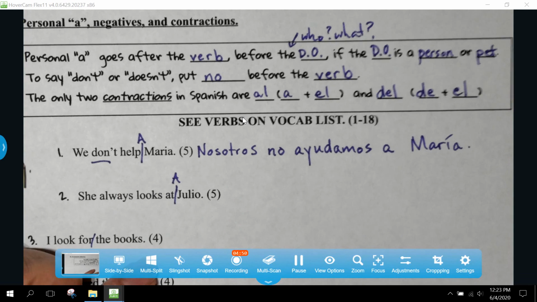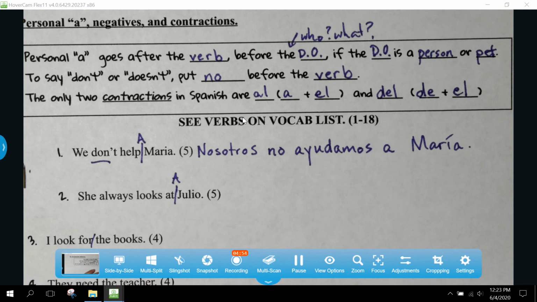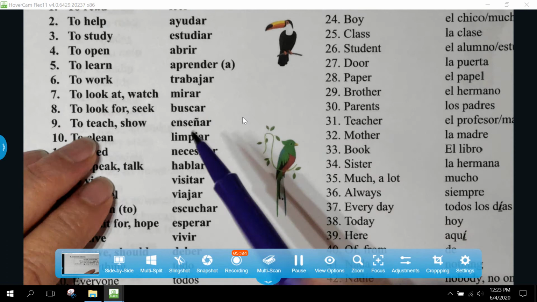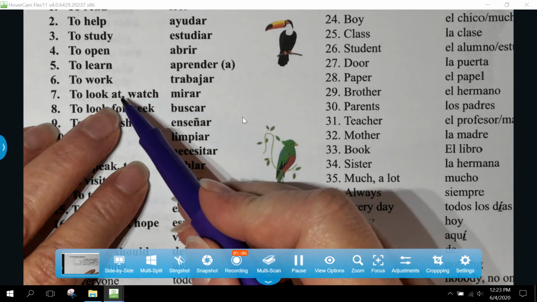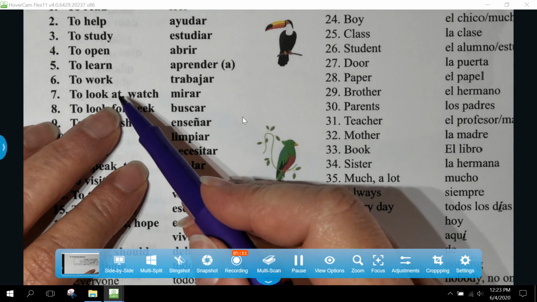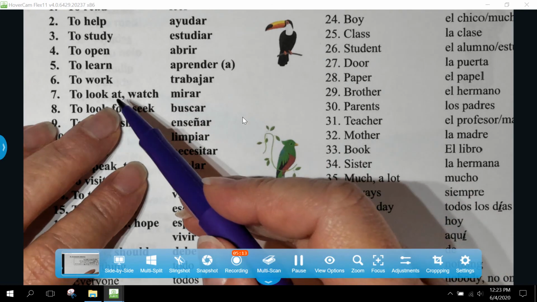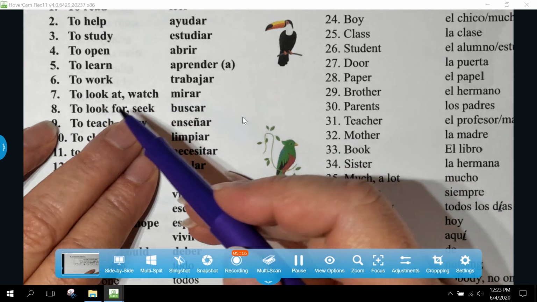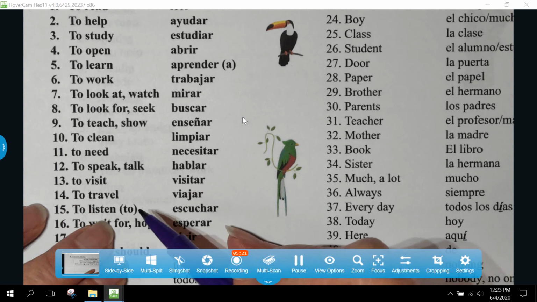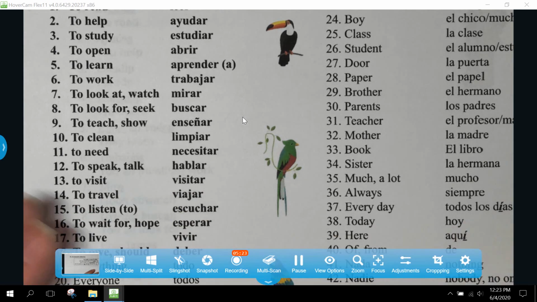What we need to be careful with in this is that the verb in Spanish is not always the verb in English. For example, if we look at the verb to look at, mirar means to look at. At is a part of the verb. It's not always a part of the verb, but in this sentence it is. So you don't have a separate word a. To look for is the whole verb. If we look further down, to listen to, whole verb. To wait for, whole verb.